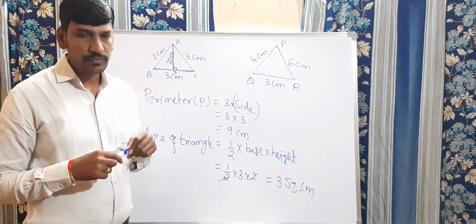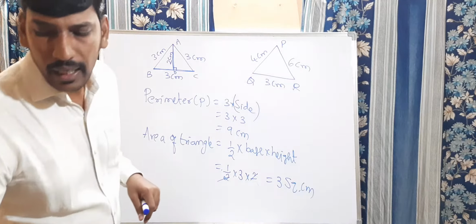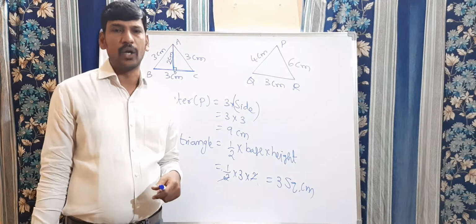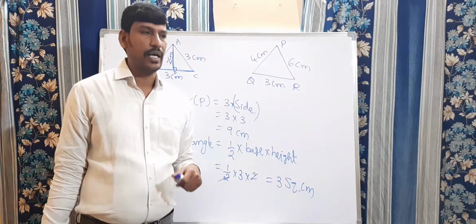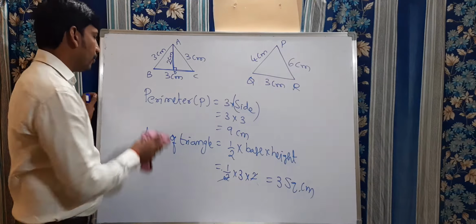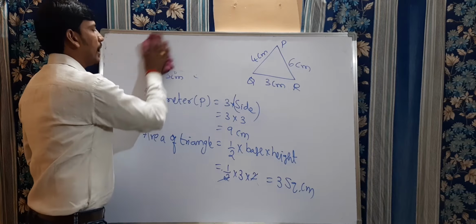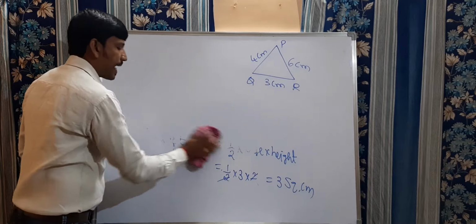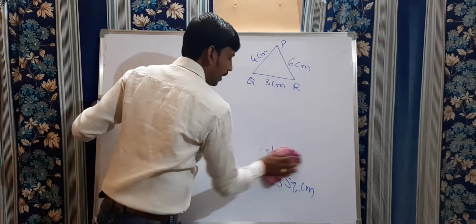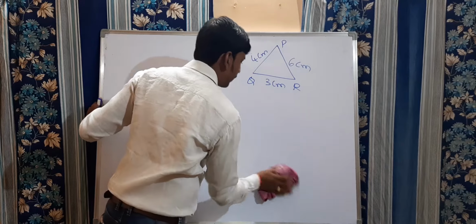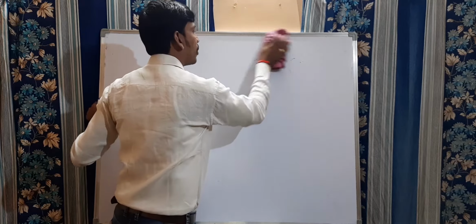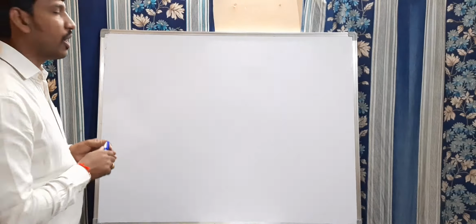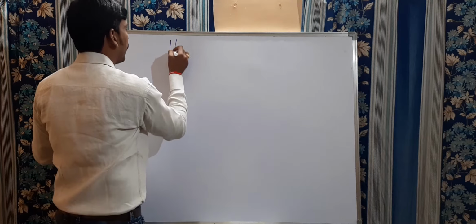Can anyone? Right. There is a formula introduced by the Egyptian mathematician Heron. Today our topic is Heron's formula. He introduced it only to find the area of a triangle when sides are given. He invented one formula, that is nothing but Heron's formula only.